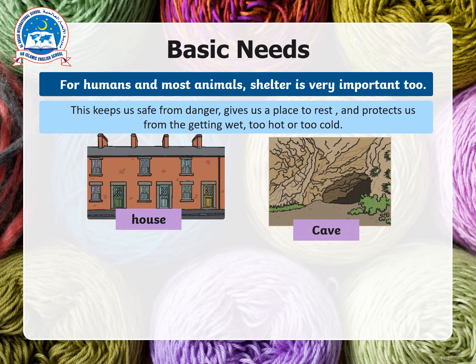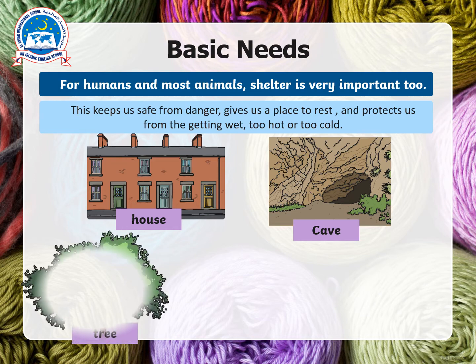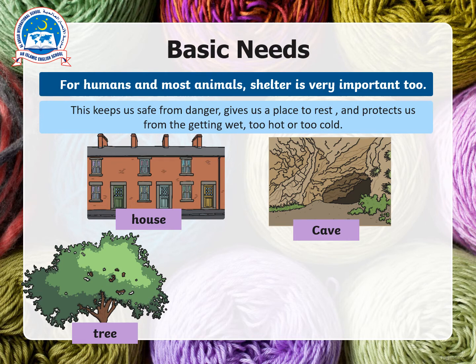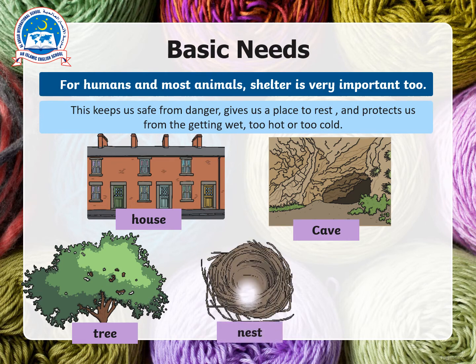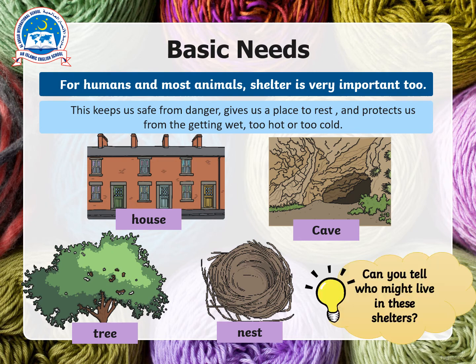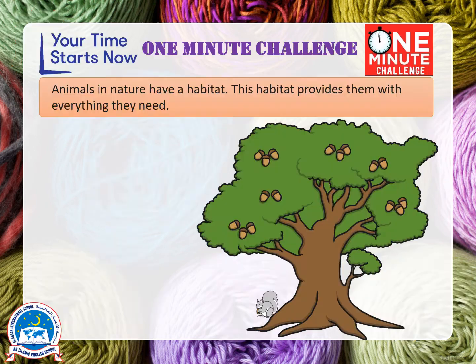Then we have another shelter, cave. Can you imagine who must have been living in caves or who still lives in caves? Then we have a tree. Tree is shelter to many animals. Think of those. Then we have here nest. What is nest shelter for? Which animals? Pause the video, take your time and answer the slide.